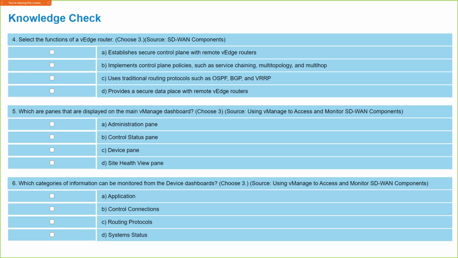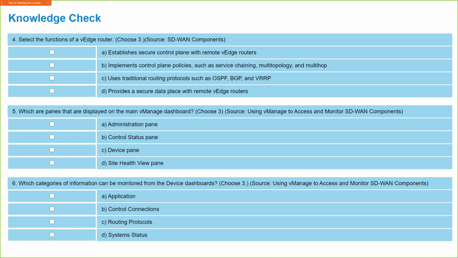Let's see. Question number 5. Which are panes that are displayed in the main vManage dashboard? Device pane, definitely. Site health pane. And control status pane. That's pretty straightforward.